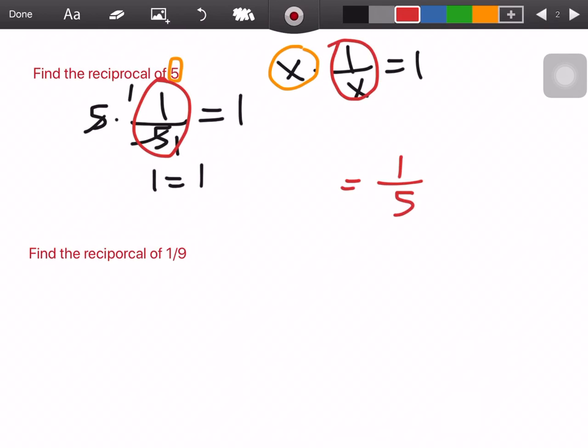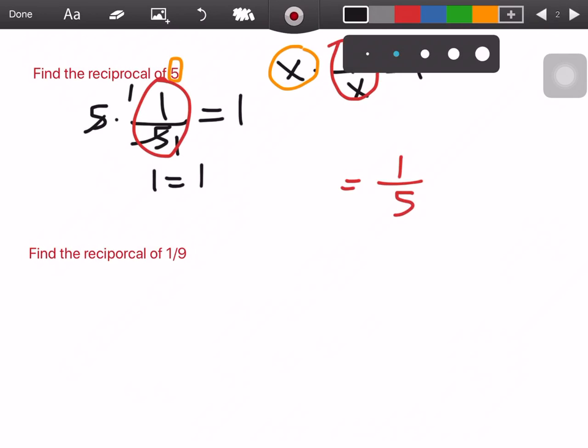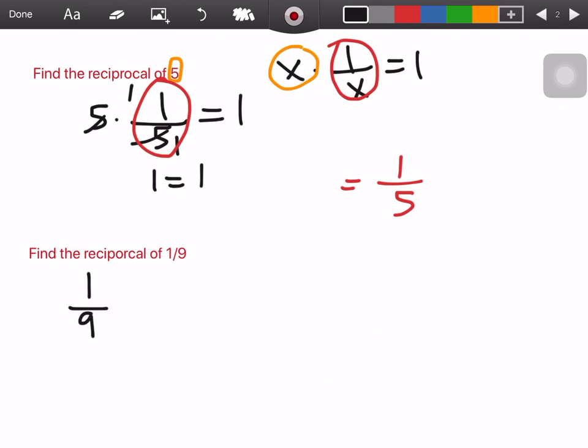Find the reciprocal of 1 over 9. Same thing, but this time we have a fraction to deal with. Wherever we find an x, we're going to replace it with 1 over 9. So 1 over 9 times 1 over 1 over 9. You have to be careful here because we have a fraction, and you have to put the fraction in the position of x. This will be equal to 1.